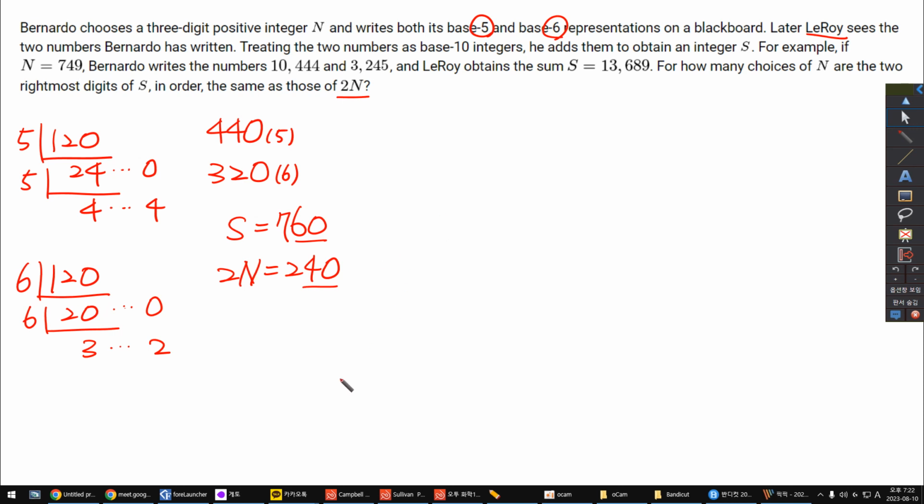So let's try another multiple of 30. The biggest 3-digit multiple of 30 is 990. So from 120 to 990, there will be 30 multiples of 30, because 900 divided by 30 is 30. So let's check all the multiples of 30.